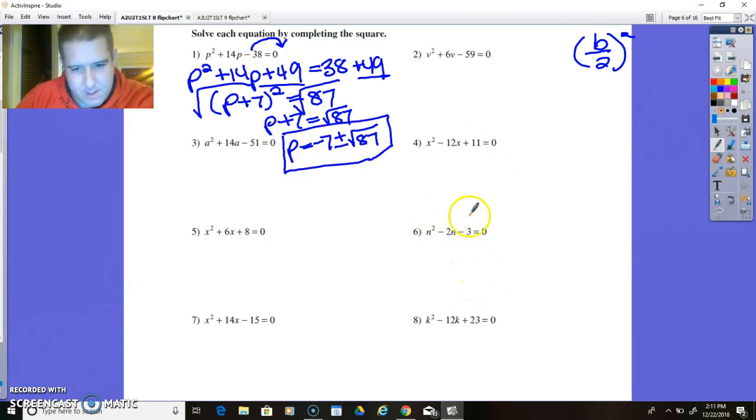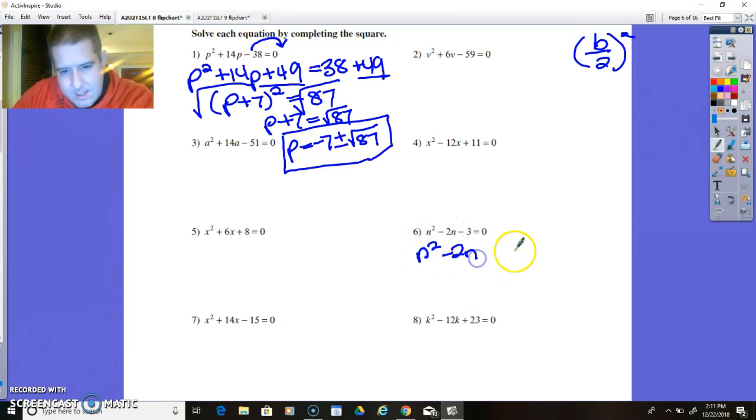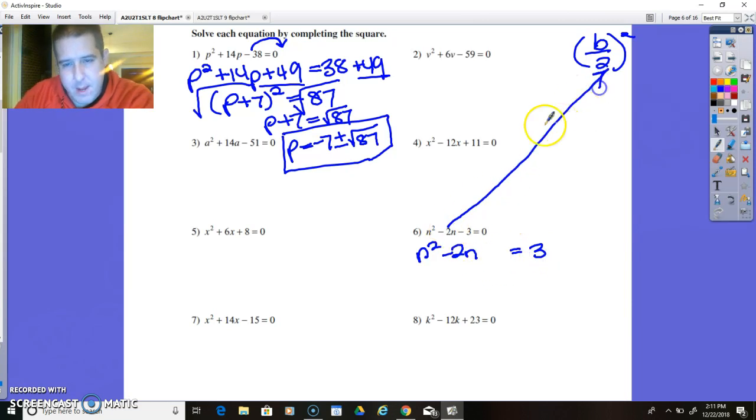Do one more example of this. Picking another question, I'll choose this one down here. So I'm going to move the c term to the other side, leave a little bit of room. Use this number right here. So negative 2 divided by 2 is negative 1, and negative 1 times itself is positive 1. Add 1 to both sides. That's what it takes to complete the square.